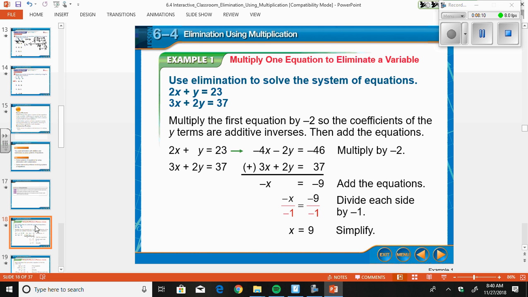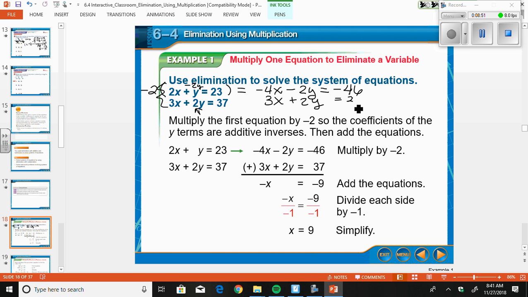So when we're looking at these problems up here, what I see is that I don't have anything that goes away easily. I do, however, see that I have a y and a 2y. Well, I need that y to cancel out that 2y. Well, if it was a negative 2y, then that would work. So how I can do that is if I multiply everything by negative 2 out here. Then I end up with negative 4x minus 2y equal to negative 46. And I have 3x plus 2y equals 37.